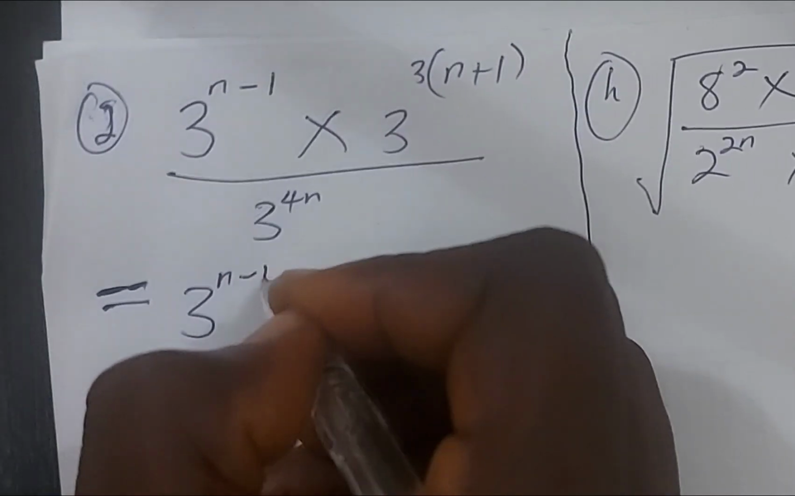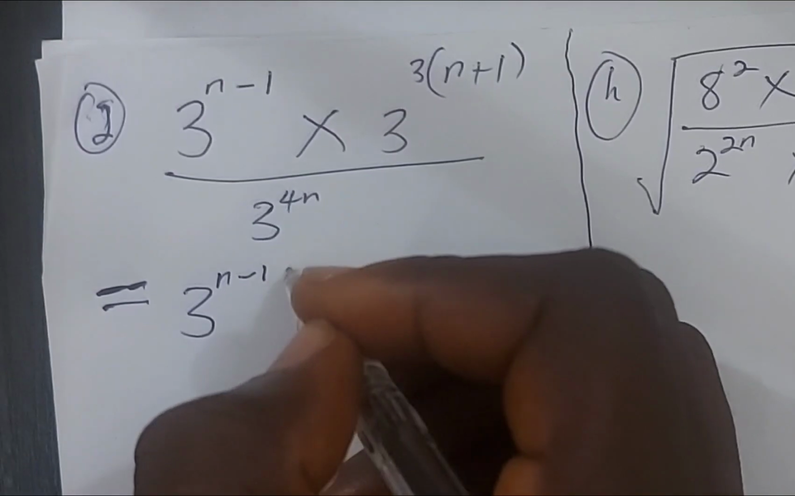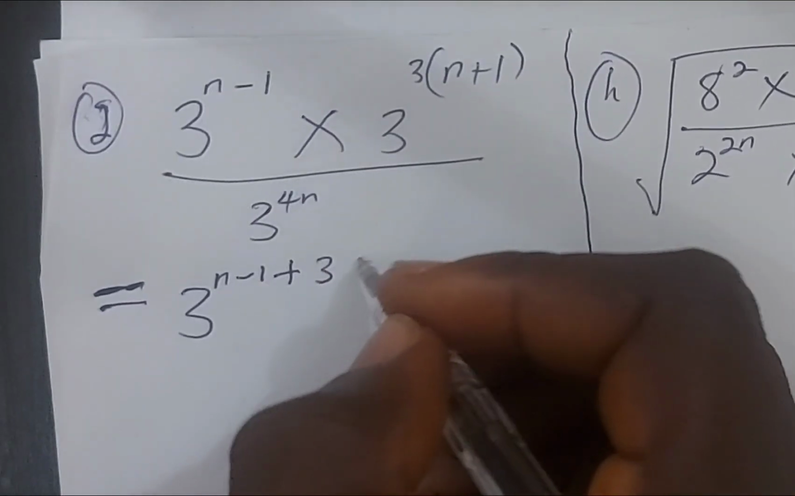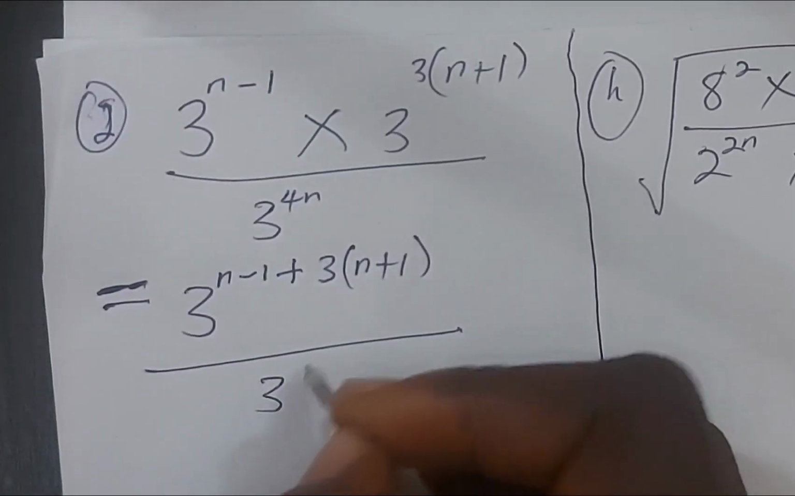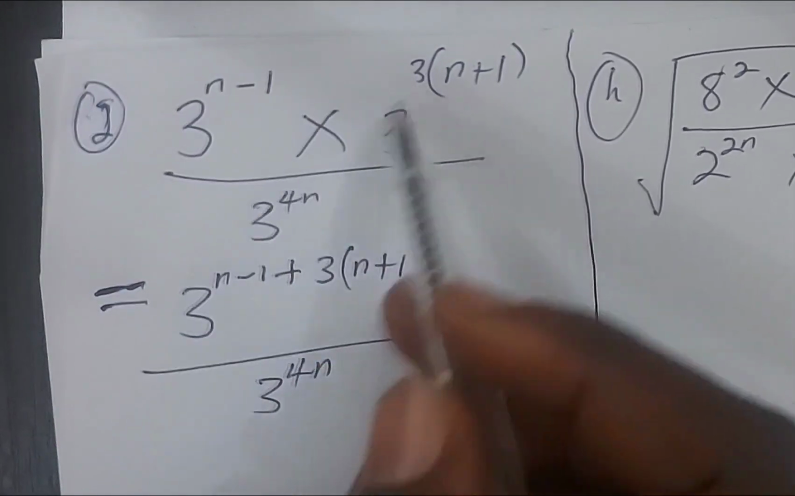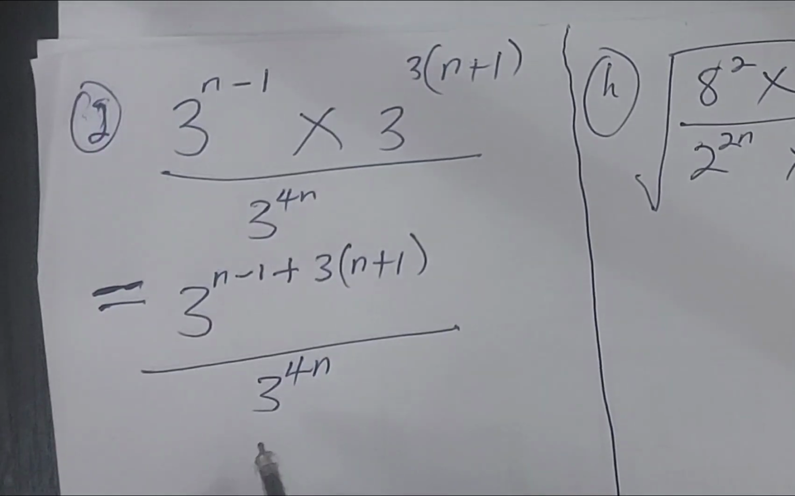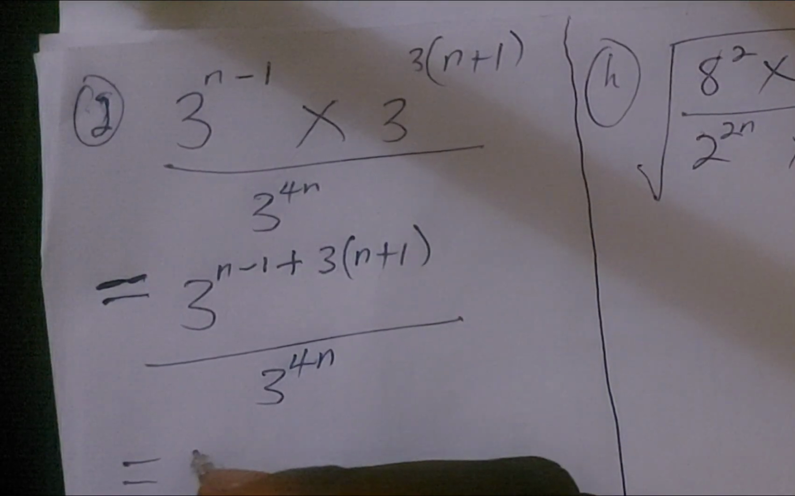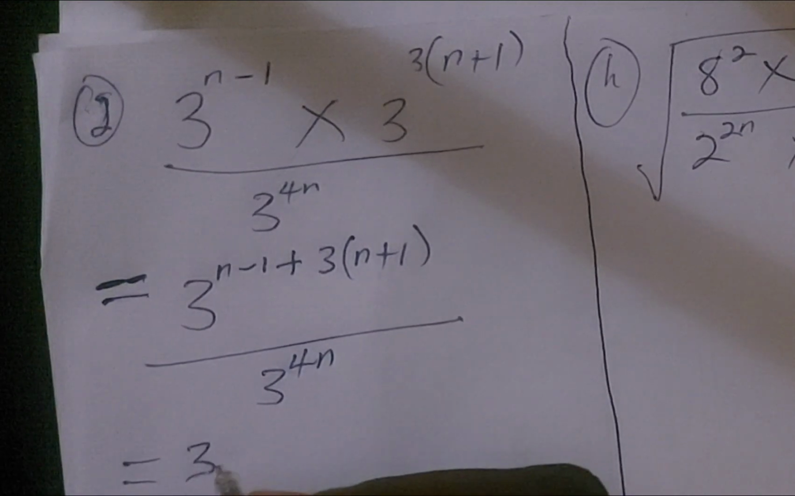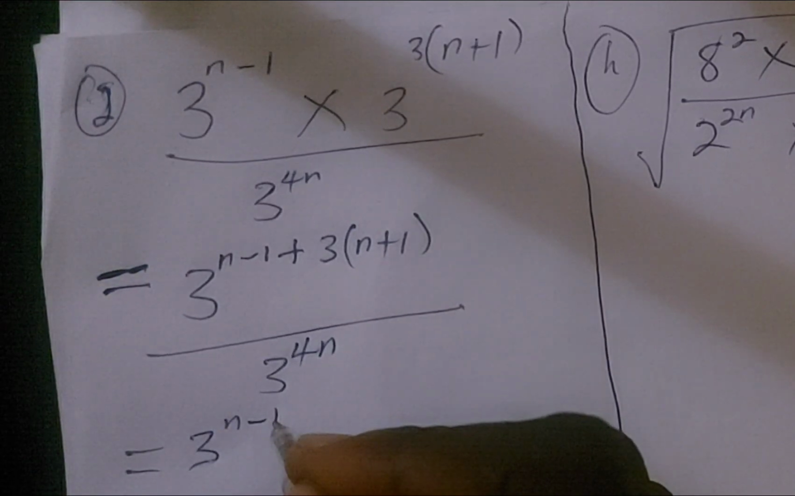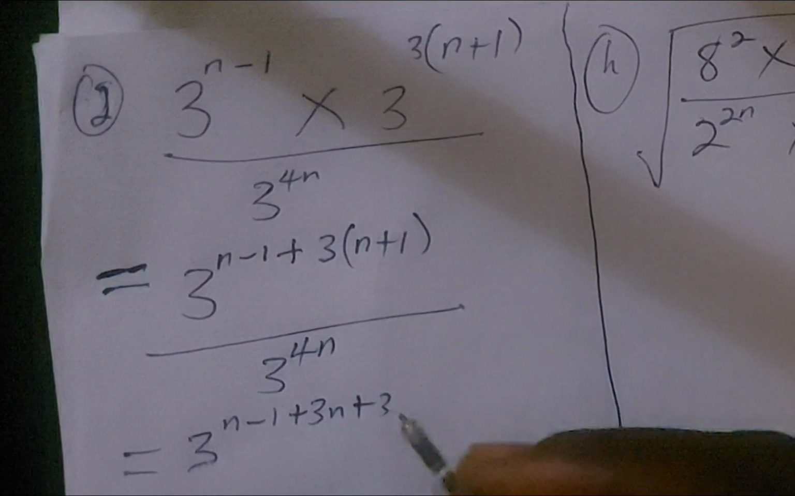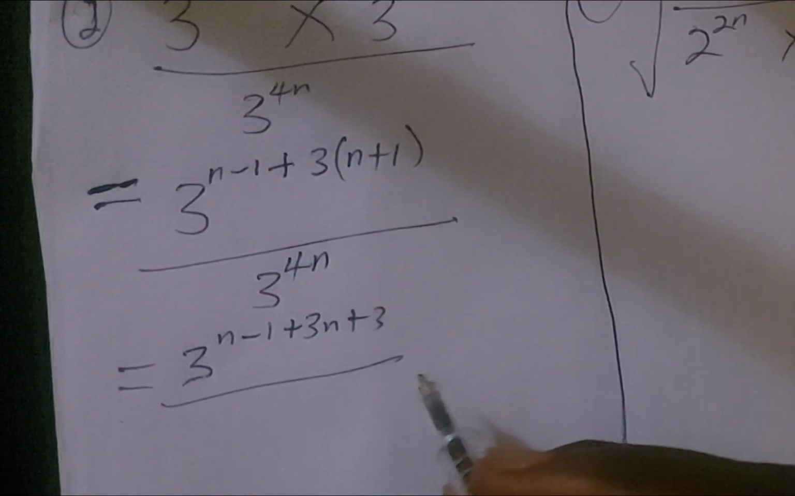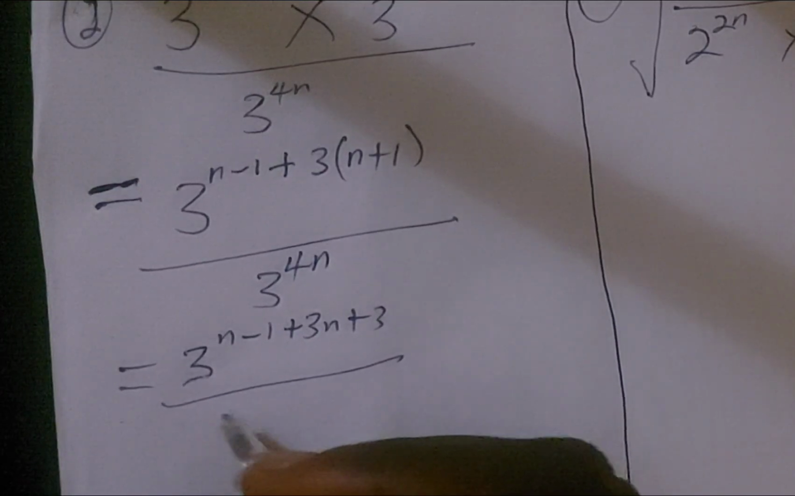3 raised to the power of n minus 1. Because of multiplication, we have plus. Over 3 raised to the power of 4n. Let's simplify the numerator first before we use this as the denominator. So ordinary mathematics, we have 3 raised to the power of n minus 1 plus 3 times n, 3n plus 3, bracket open. And you have 3 raised to the power of 4n.